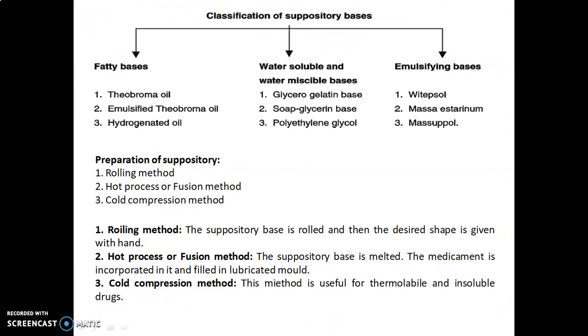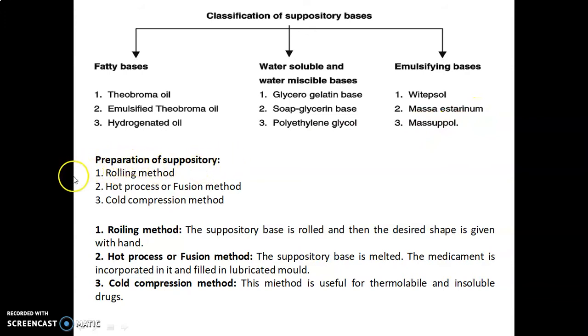Classification of suppository bases: fatty bases, water soluble and water miscible bases, and emulsifying bases. Fatty bases are theobroma oil, emulsified theobroma oil and hydrogenated oil. Water soluble and water miscible bases are glycerogelatin base, soap glycerin base, and polyethylene glycol, that is called PEG. Emulsifying bases are Witepsol, Massa, Estarinum and Massupol.